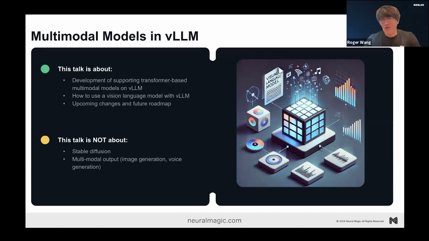But this talk is not about diffusion models. We won't be talking about stable diffusion. That's not something we plan to support in vLLM yet. And we also won't be talking about multimodal output, which means image, video, audio generation. That's also something that's not on the roadmap currently. So we'll be focusing on multimodal inputs, but text output.